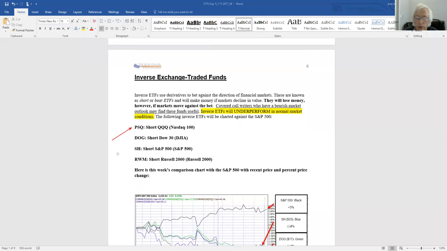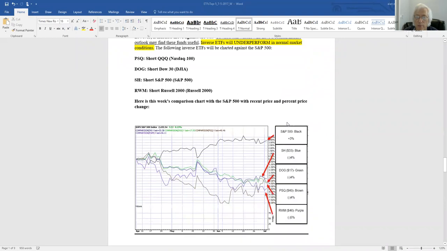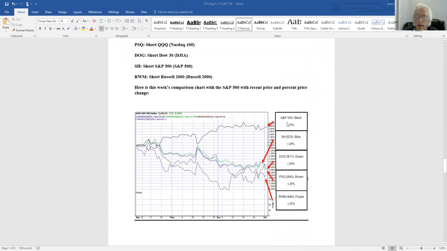Now, let's just have a look at the four that we chart for you each week. PSQ, which is short for the Qs, DOG, which is short for the Dow 30, SH, which is short for the S&P 500, and RWM, which is short for the Russell 2000. And they all have decent option liquidity, and they're geared to major market benchmarks, and that's why we use them. Below that is the actual charting of those four securities in comparison to the S&P 500, which was up 3%, and the others range from being down 4% to being down 5%.